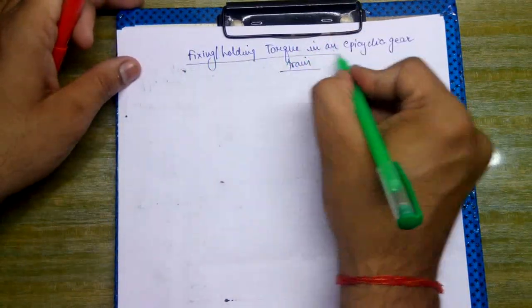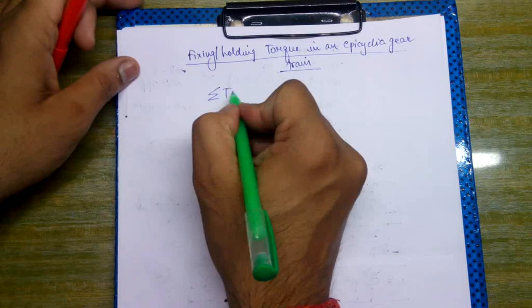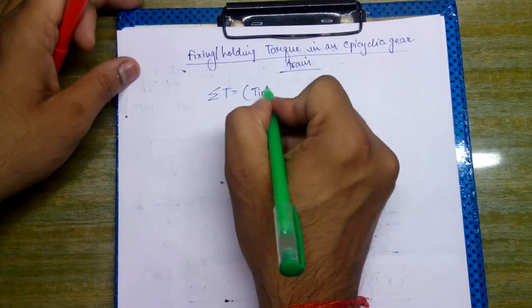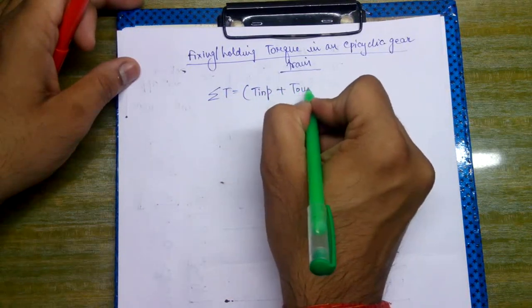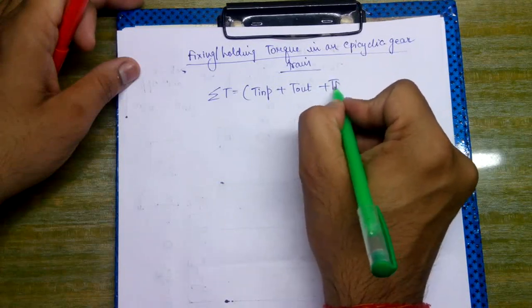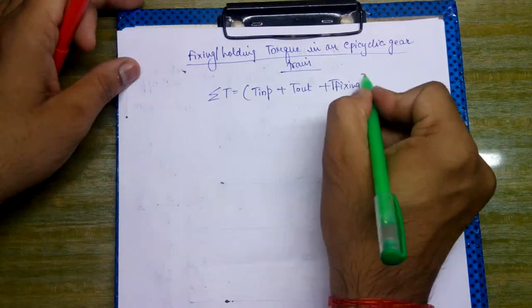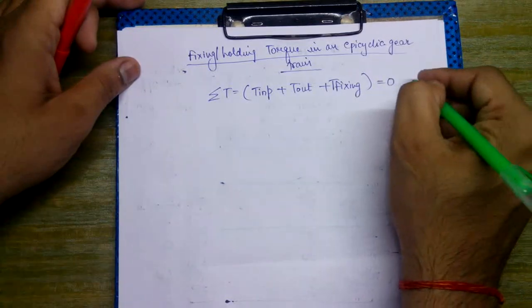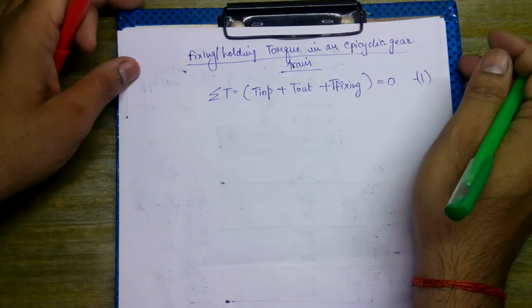If we see, the summation of torque is the torque input plus the torque output plus the torque required for fixing the gears, and this should be equal to 0. This is the first equation.